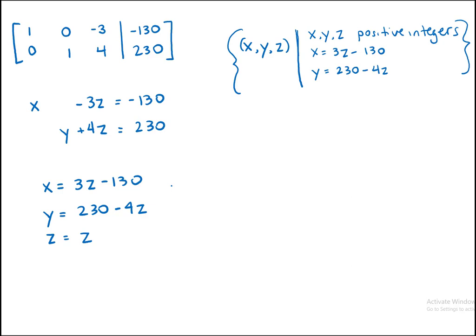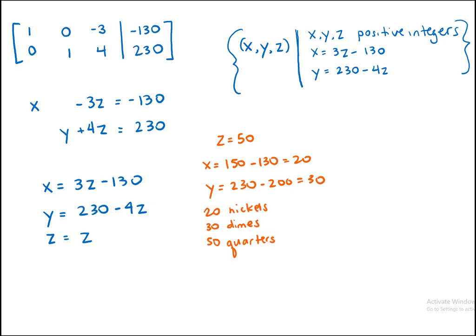Now let's come up with 3 possible solutions. Now when I plug in z is equal to 10, notice that my x is equal to negative 100 and y is equal to 190. And that's not possible because the x value is a negative value, so we'd have to throw that solution out. Let's try a different value. But when I plug in z is equal to 50, then my x is equal to 20 and my y is equal to 30, so that's a valid solution.